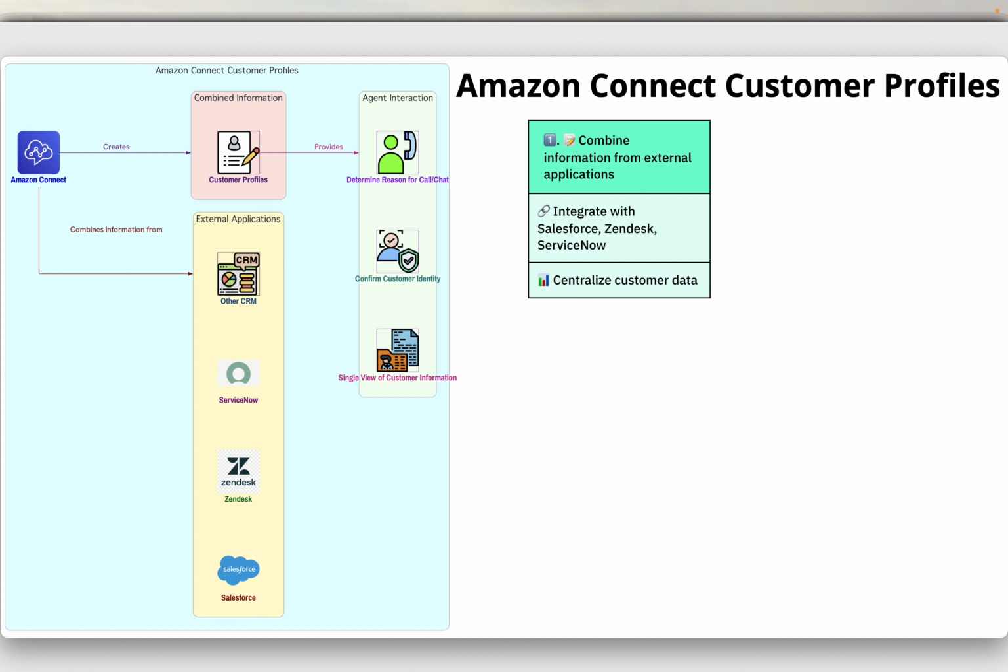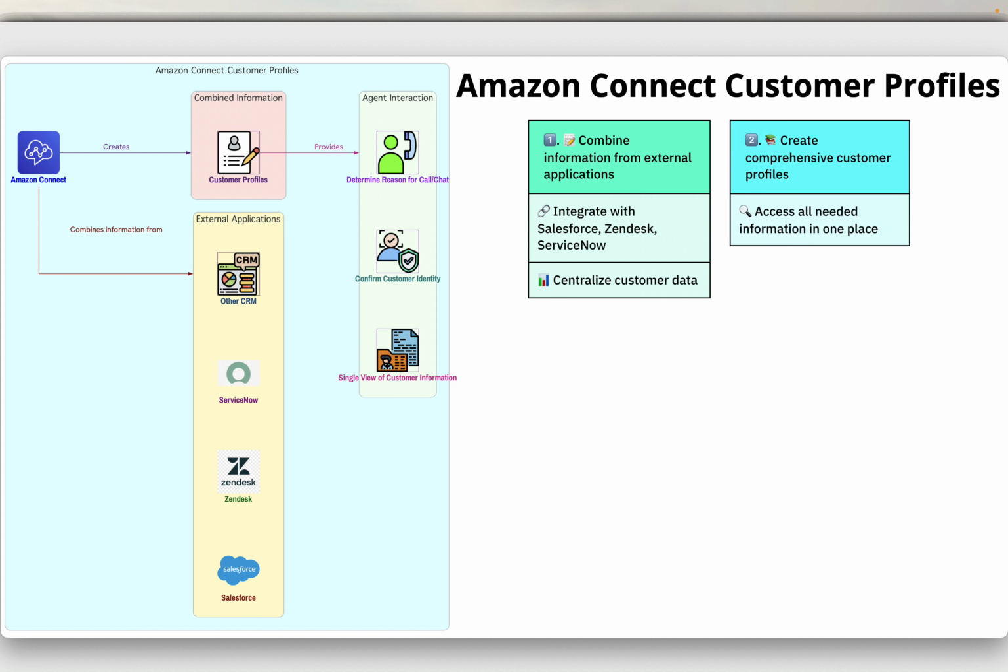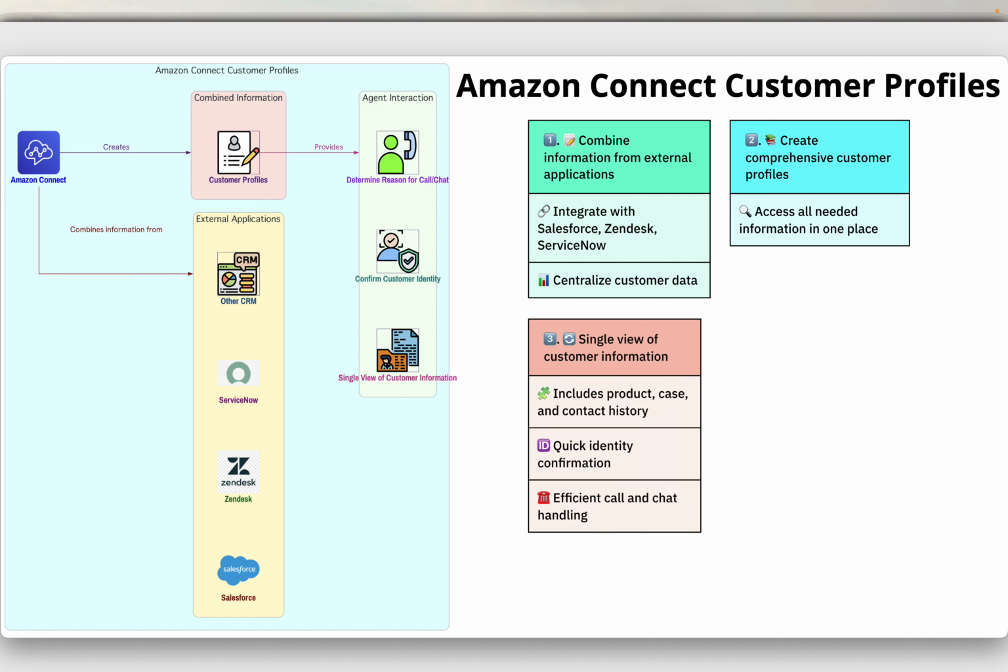Next feature is Amazon Connect Customer Profiles. You use Amazon Connect Customer Profiles to combine information from external applications with the contact history from Amazon Connect. For example, you can combine contacts with information from Salesforce, Zendesk, ServiceNow, or other customer relationship management (CRM) products to create customer profiles that have all the information that agents need during customer interactions in a single place. With a single view of customer information, including their product, case, and contact history, agents can quickly confirm the customer's identity and determine the reason for the call or chat.